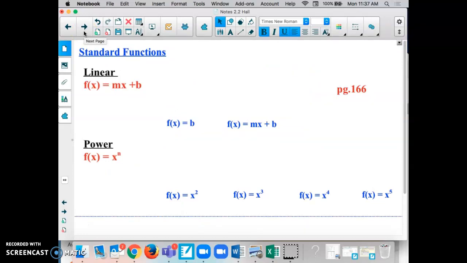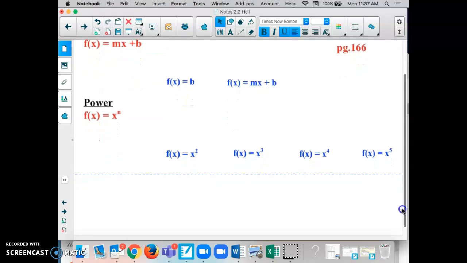Here are some standard functions. Linear functions in the form of f of x equals b will just be a horizontal line at the y-intercept. F of x equals mx plus b, you guys are used to that. Here are some power functions.